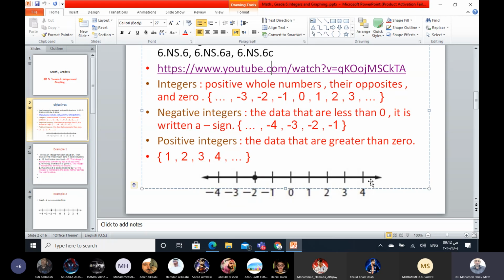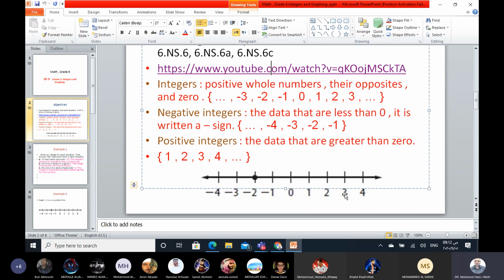On the positive side, when the distance from 0 increases, the value of the number increases. For example, which is greater, 1 or 3? 3 is greater than 1, because the distance of 3 from 0 is greater than the distance of 1 from 0. From 0 to 1, the distance is 1, and from 0 to 3, the distance is 3.